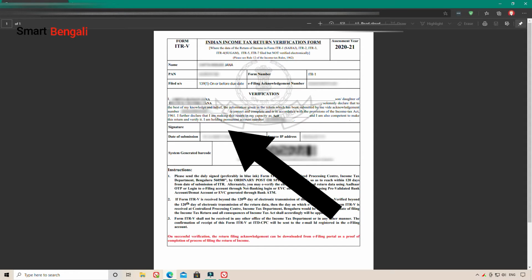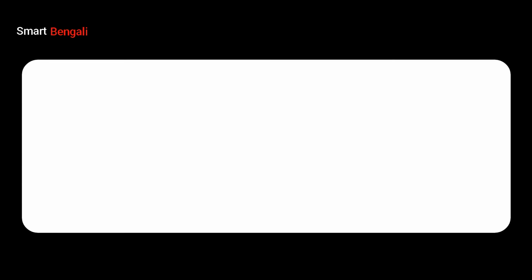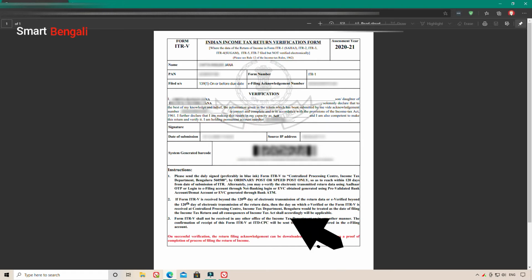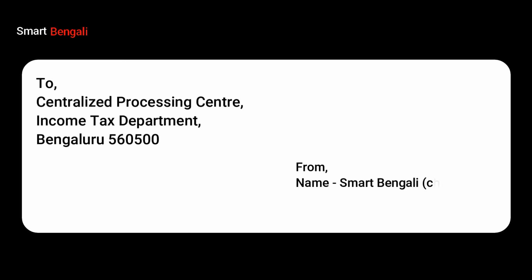After that you need to take an envelope and you need to put it inside the envelope. On the left side you have to write Centralized Processing Center, Income Tax, Bangalore, and the address. You'll find this address on this acknowledgement slip. Make sure you write the exact same address over there. And on the right side, you need to put your name, your address, and your mobile number.